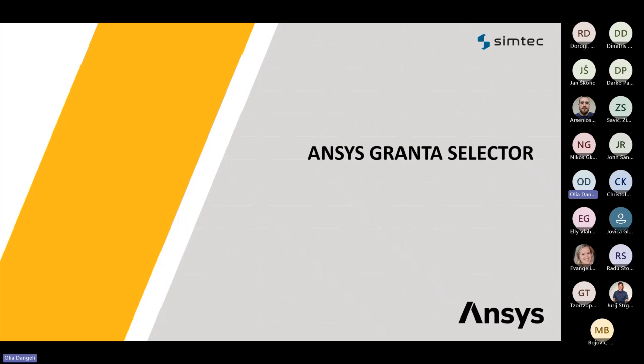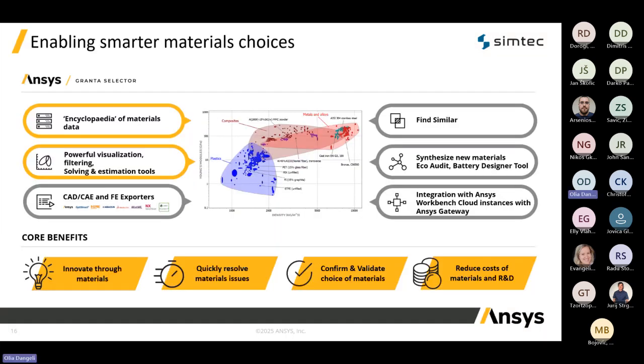Let's move on to Ansys Granta Selector. And think of it as an encyclopedia of materials, but one that you can search, filter, and visualize. You can explore here technical, economic, and environmental properties for thousands of materials and use built-in tools to compare them directly.